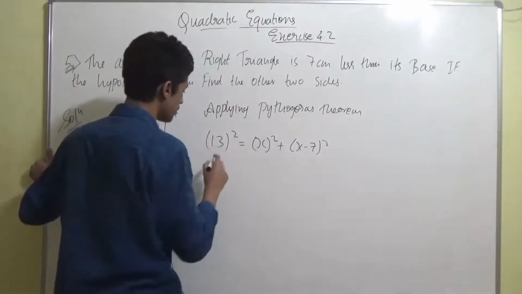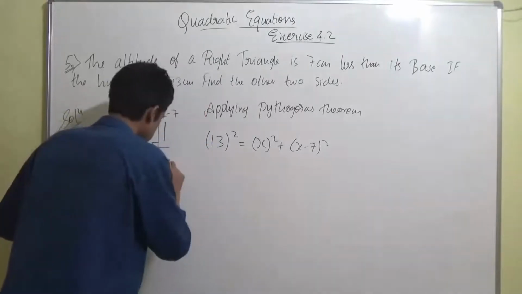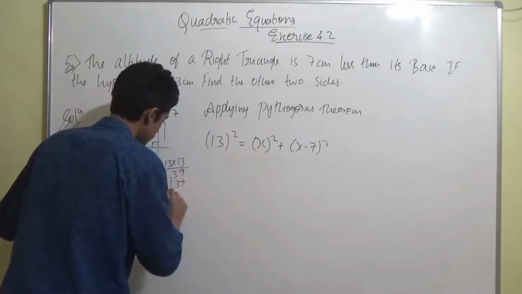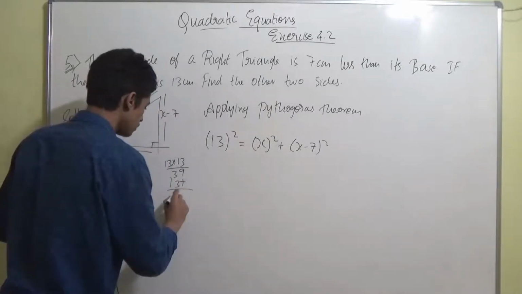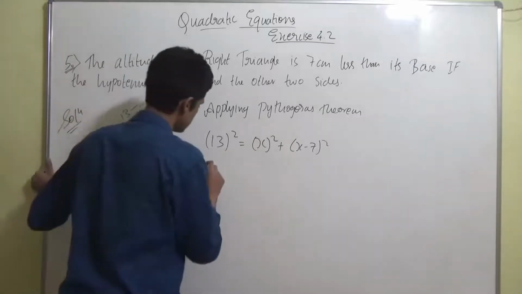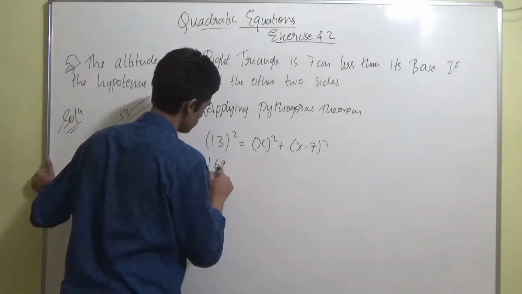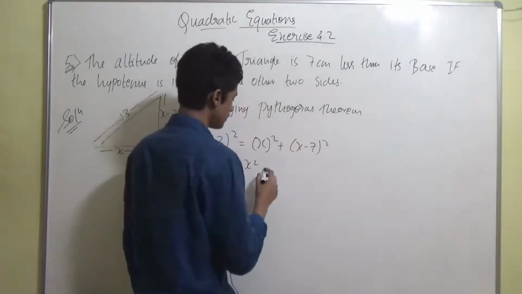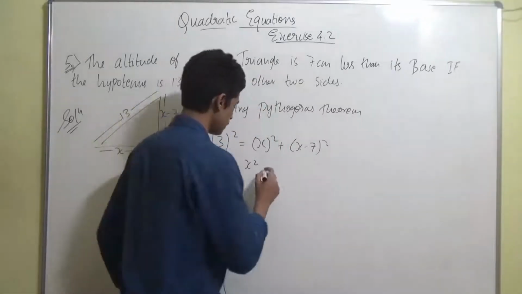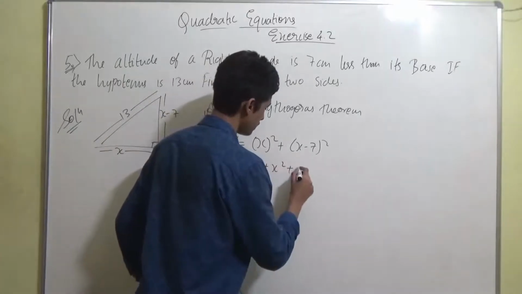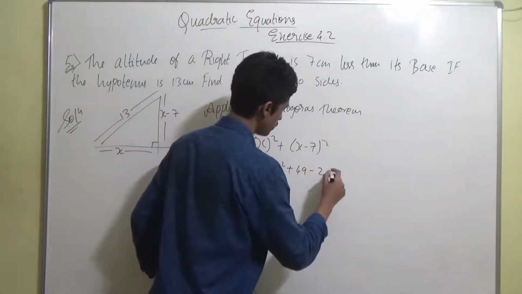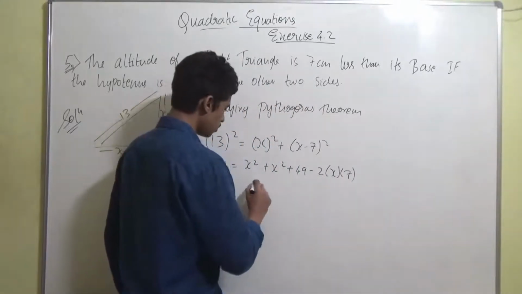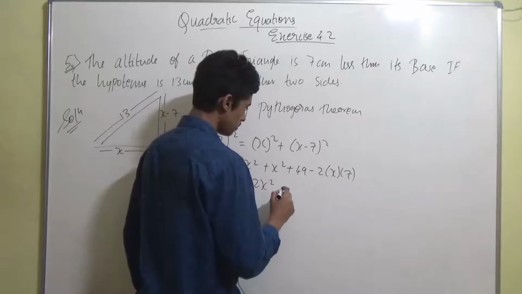Okay, so now let's start expanding this. This becomes 13 square equal to 13 into 13, what is it? 169. Okay, 169 equal to x square plus, this is a minus b the whole square, that is a square plus b square minus 2ab, which means a square plus b square is 49 minus 2 into a into b. Getting it guys? So this becomes like 2x square plus 49.